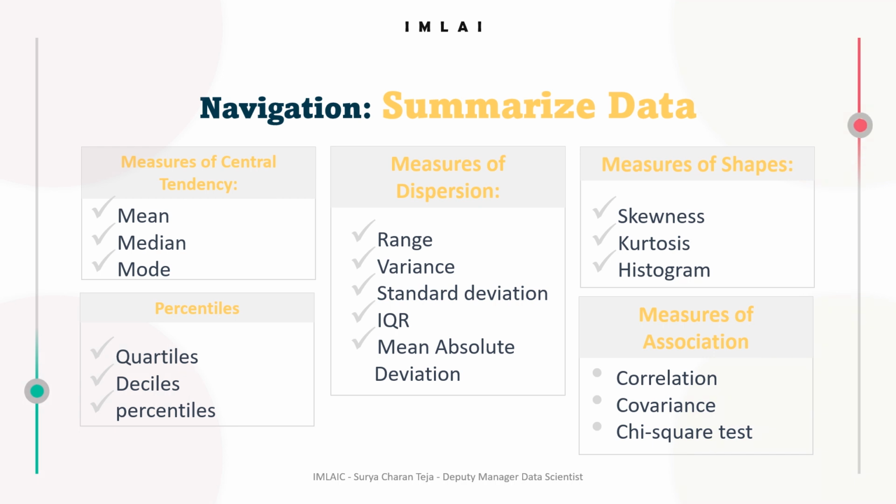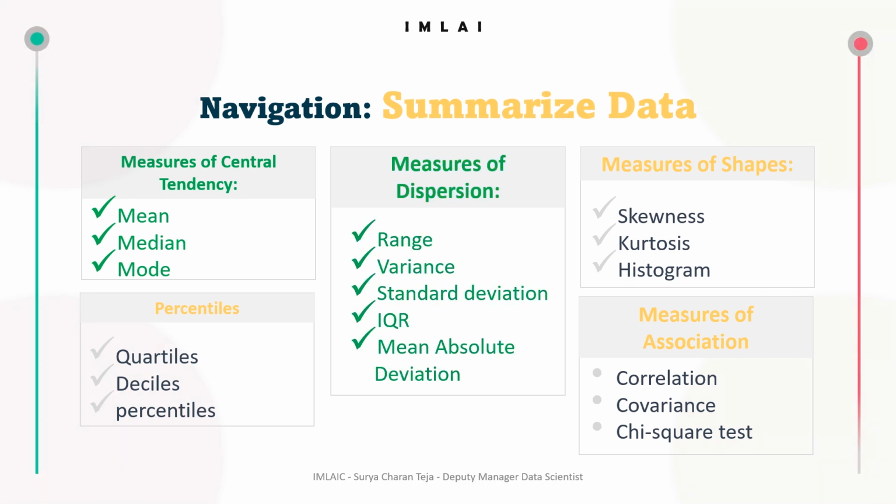So far in descriptive statistics, we have completed organizing data, and after completion of organizing data, we have moved on to summarizing data. So this is the navigational map of summarizing data. In summarizing data, we have seen measures of central tendency, that's mean, median, mode. Then we moved on to the measures of dispersion or measures of variability. In this, we have seen range, variance, standard deviation, interquartile range, mean absolute deviation, MAD.